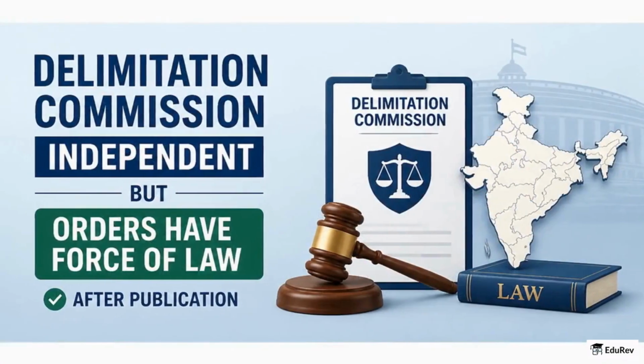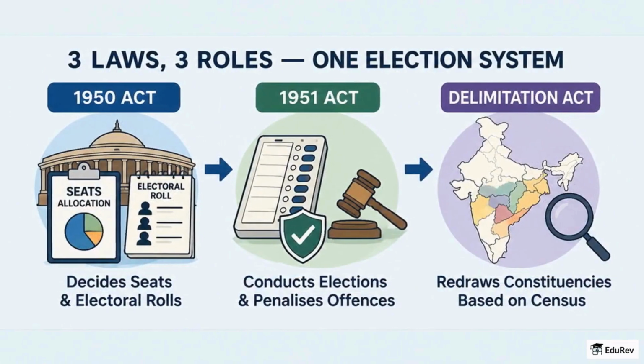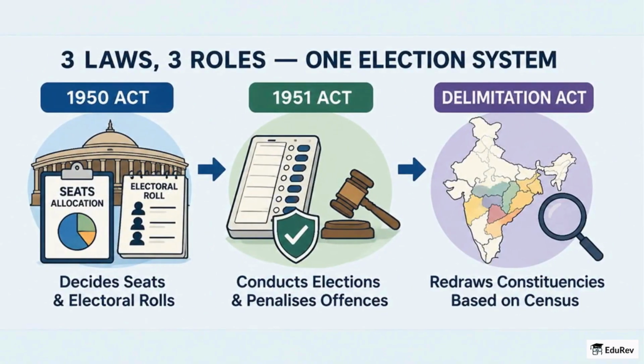Before we wrap up, remember that the Delimitation Commission is independent, but its orders have the force of law after publication. So commissions and their legal status can be a mains answer point. Summing up simply, Representation of the People Act 1950 allocates seats and sets up roles. 1951 runs the election machinery and punishes offences. And the Delimitation Act redraws constituencies based on census data.